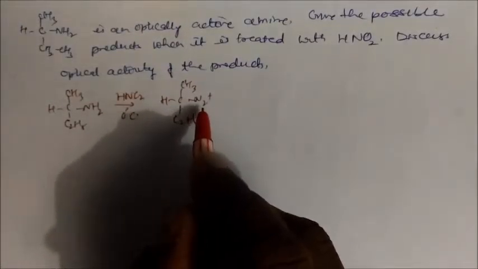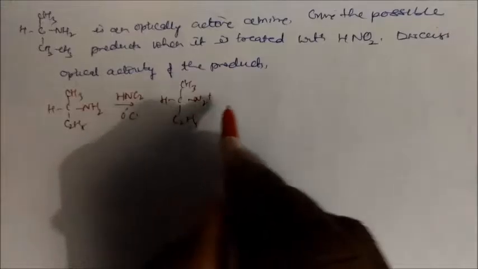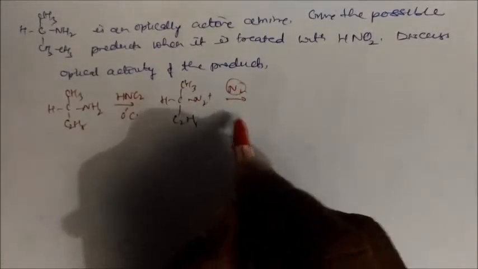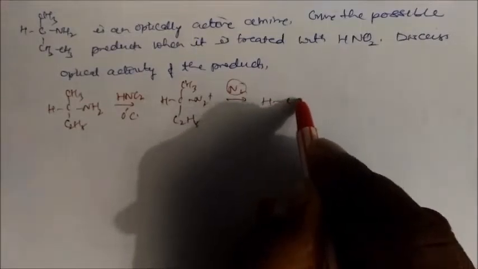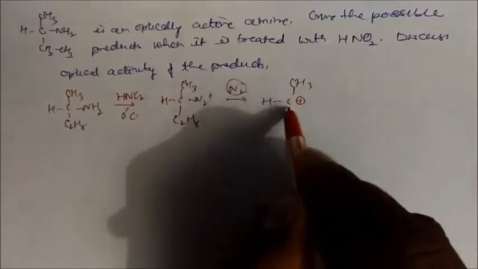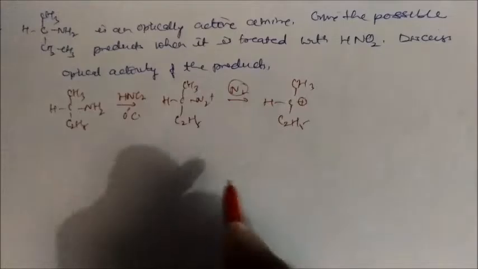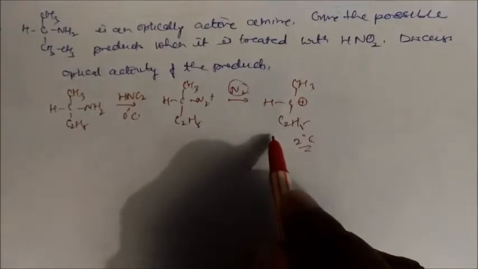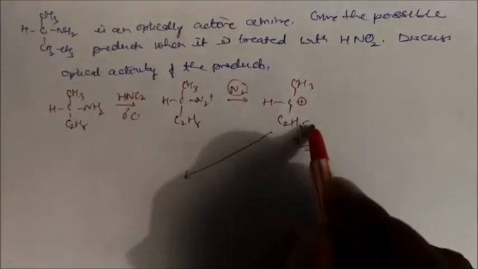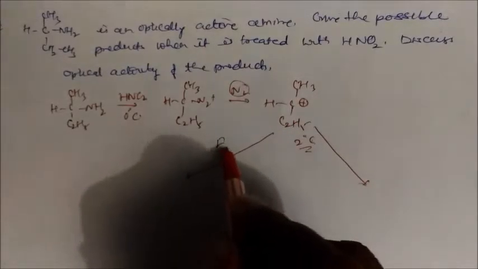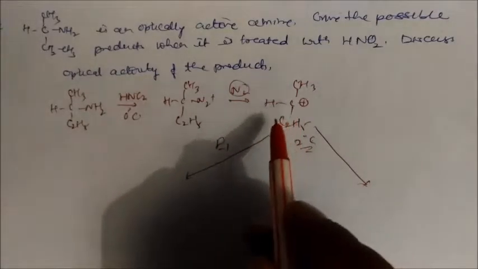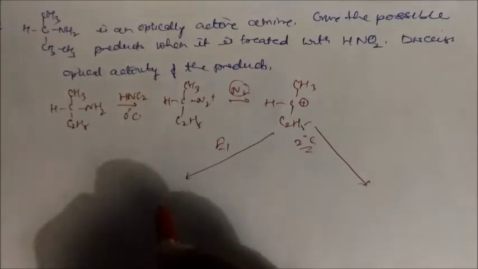And N2 plus is a very good leaving group, so it is converted to nitrogen gas, and this is converted to your carbocation, CH3 C2H5. So this is the secondary carbocation. So this is mostly stable and it can lead into two types of reaction. One, it can go by an E1 reaction. So in the E1 reaction, there is elimination of hydrogen from either side. So you will get two products.